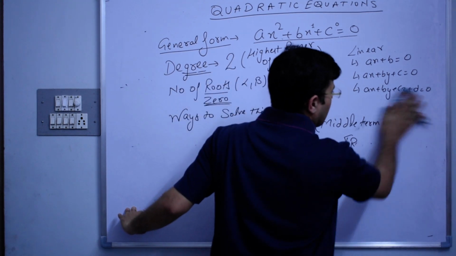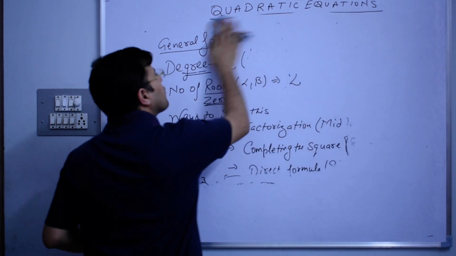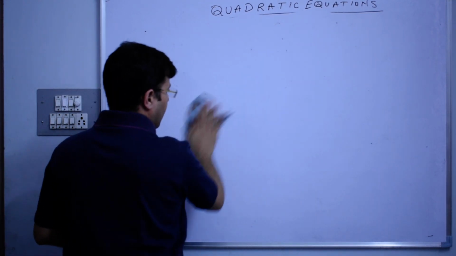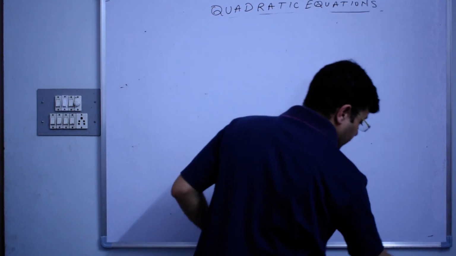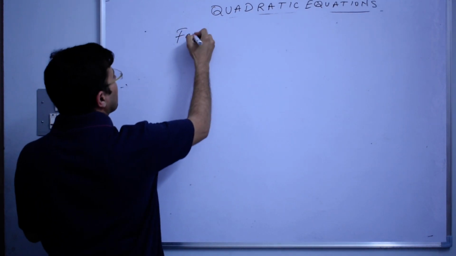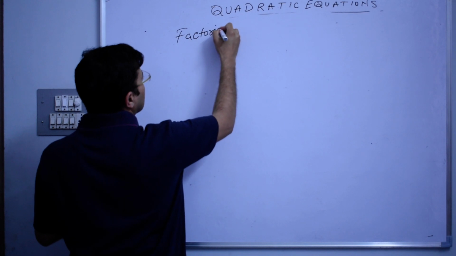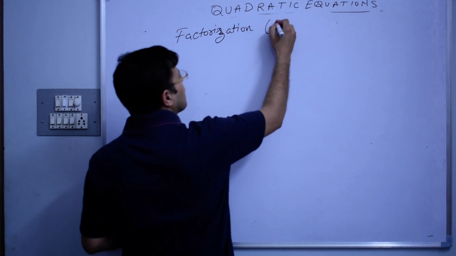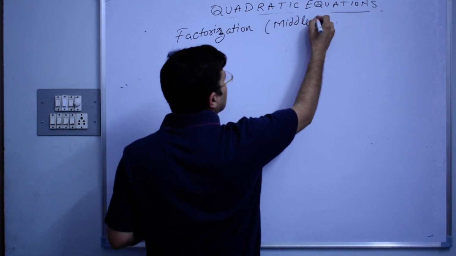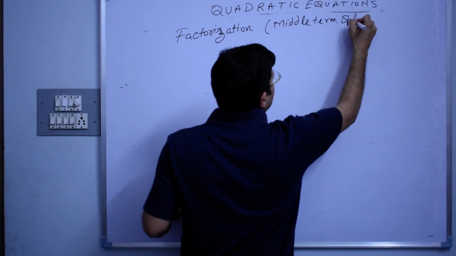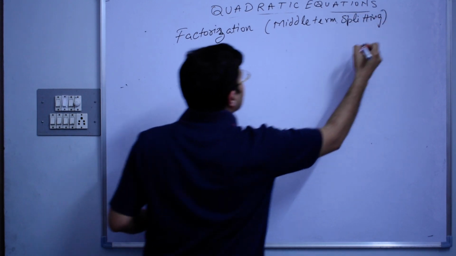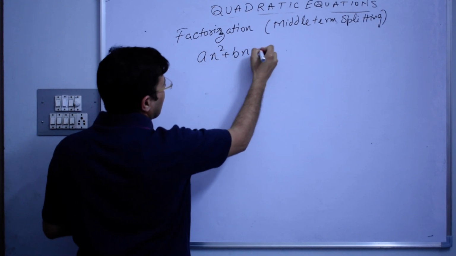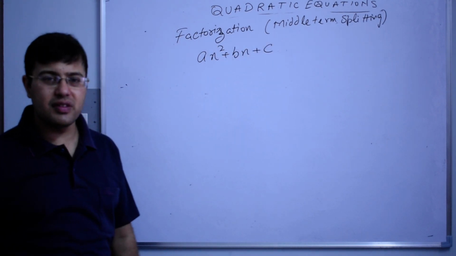Now let's see how you are going to solve the questions. First of all, we'll use the method of factorization, also known as middle term splitting. So you will split the middle term. Right. So let's say ax square plus bx plus c. This is a general equation.